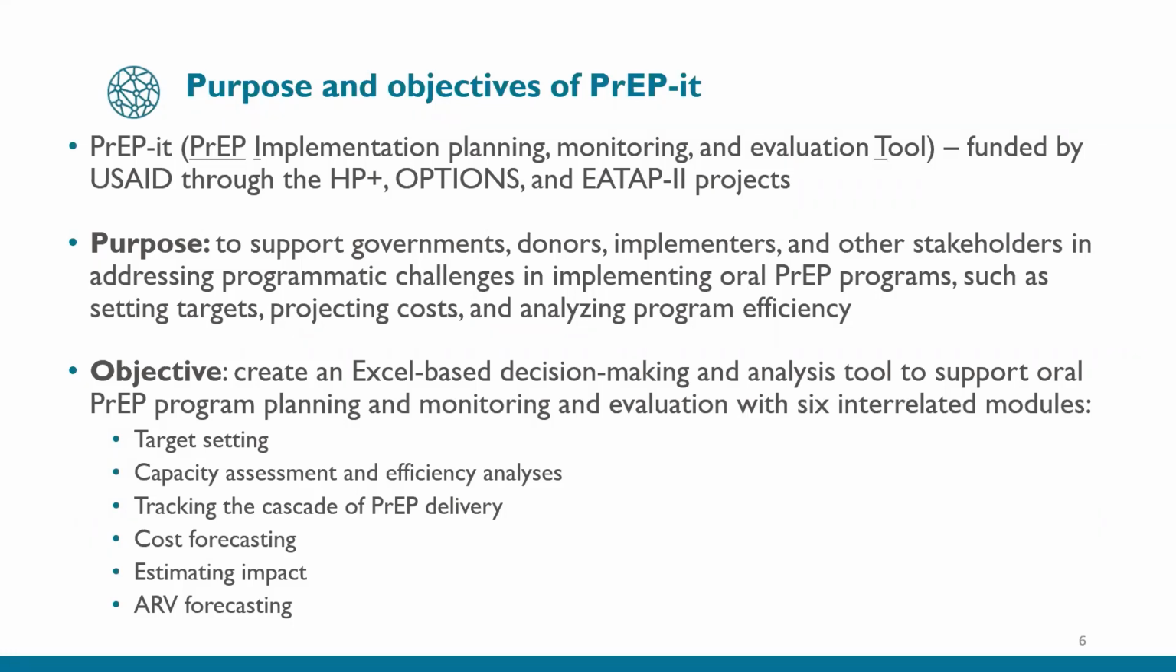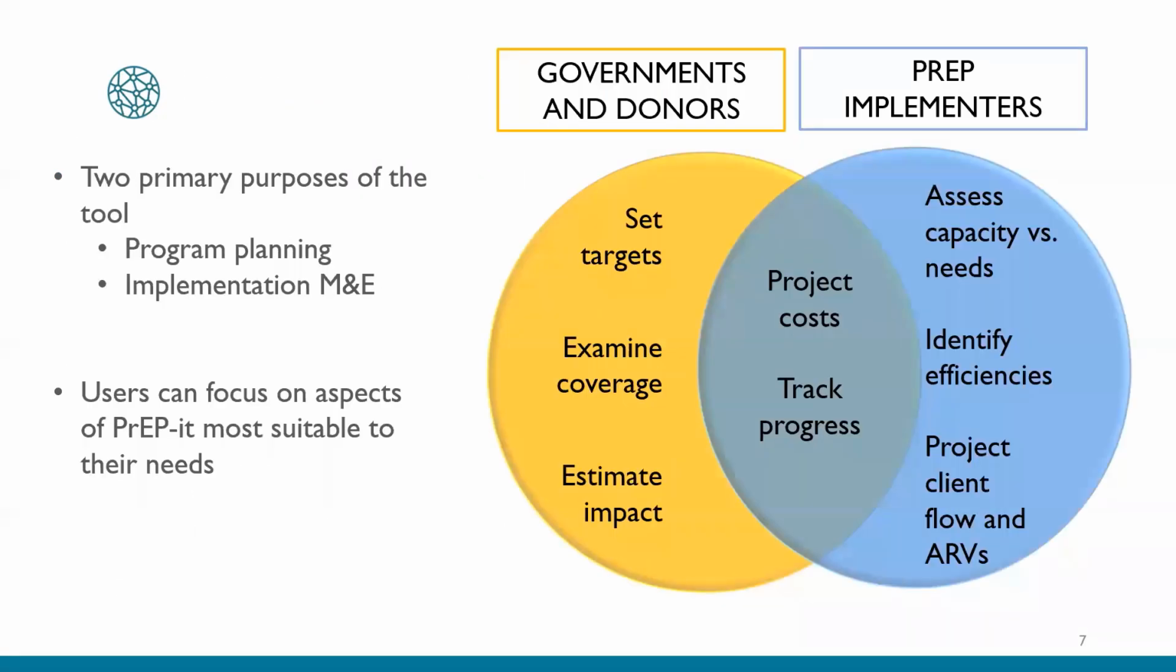PrepIt stands for PrEP Implementation Planning, Monitoring, and Evaluation Tool. It was funded by USAID through the Health Policy Plus, Options, and ETAP projects. It's an Excel-based decision-making and analysis tool, and it has 6 interrelated modules. That includes target setting, capacity assessment and efficiency analyses, tracking the cascade of PrEP service delivery, cost forecasting, estimating impact, and ARV forecasting.